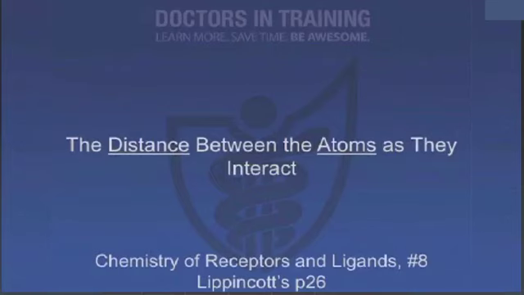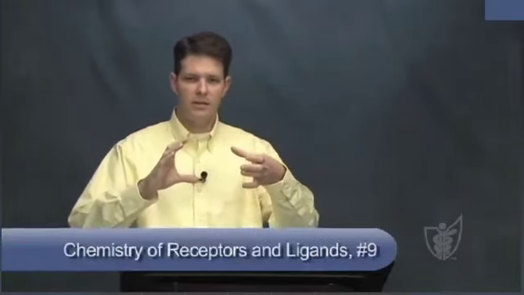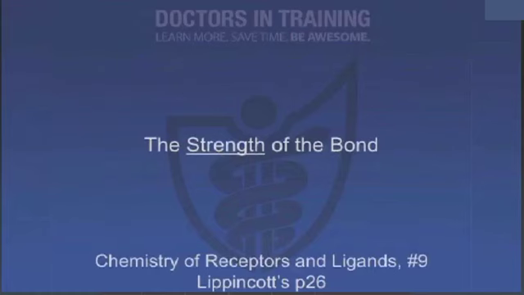And the distance between the atoms as they interact determines how strong that bond is going to be. So if the atoms can't get very close together, it's going to have a pretty weak bond. But if the shape of the receptor and the ligand is such that the atoms can get really close, it's going to be a much, much stronger bond. And the strength of the bond determines how selective the receptor is for its ligand. Usually when these receptors bind their ligands, it's a reversible binding, but sometimes it can be irreversible.